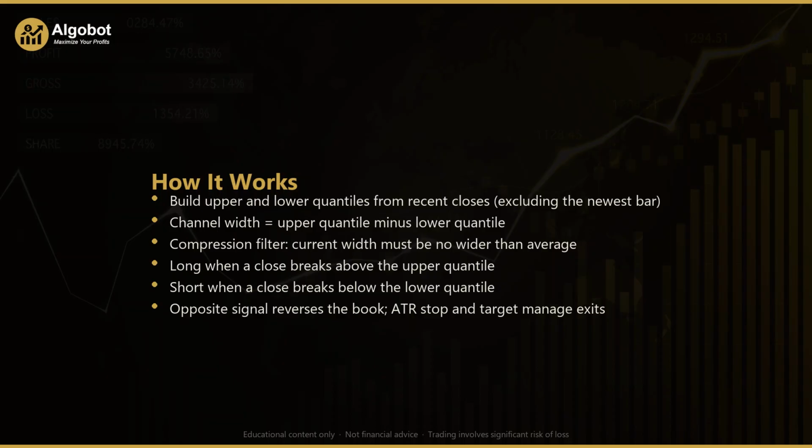Risk is managed with the average true range. When a trade opens, the stop loss is placed at a multiple of ATR away from entry, 2 times by default, and the take profit is set at a larger multiple, 3 times by default. That gives a reward to risk shape of 3-2. Position size is a fixed lot, and every order is tagged with a magic number, so the expert advisor only manages its own trades. From there, the ATR stop and target quietly manage the exit until either level is reached or an opposite breakout flips the position.